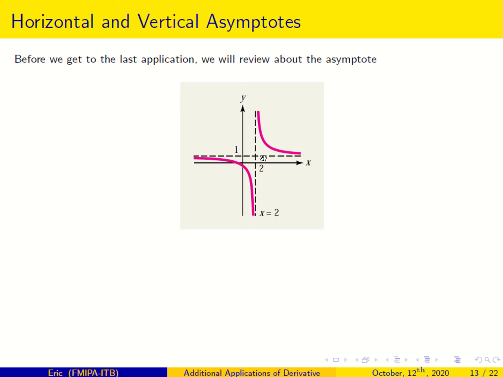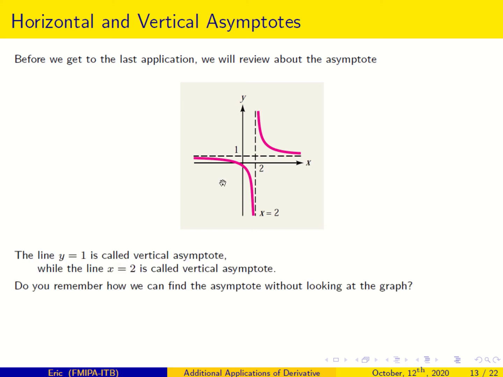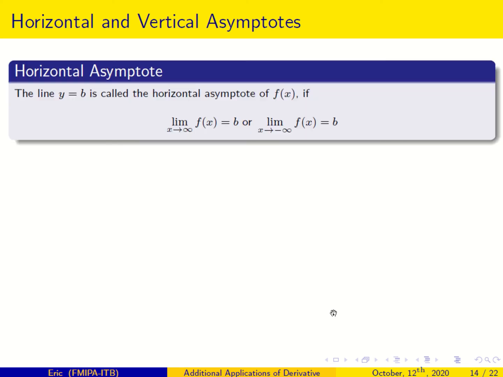When x goes to 2 from the right, it will go to plus infinity. Or when x goes to 2 from the left, it will go to minus infinity. So we call this the vertical asymptote, and this is the horizontal asymptote. The definition will follow. Do you remember how we can find the asymptote without looking at the graph? No, okay. So our problem is finding the asymptote without looking at the graph.